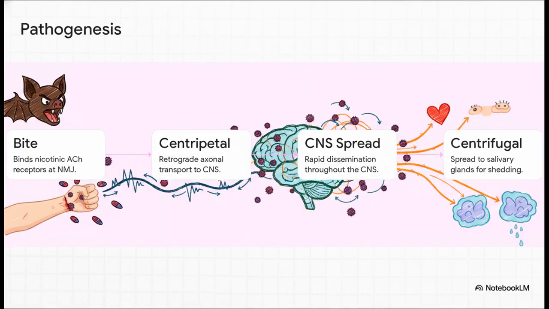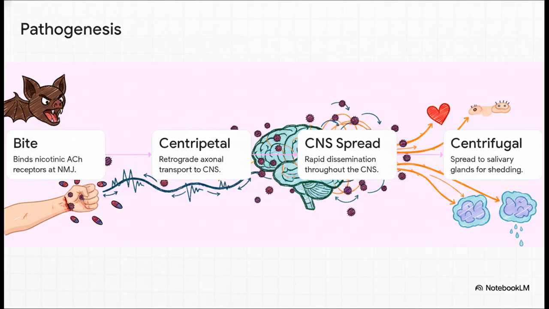So how does this little bullet-shaped virus actually take down a human? Let's walk through the pathogenesis timeline. First, a bite deposits the virus into muscle tissue. It just hangs out there for a bit and binds to nicotinic acetylcholine receptors at the neuromuscular junction. Second, it starts its centripetal journey, meaning it's heading straight for the central nervous system. It literally hijacks retrograde axonal transport, inching along the peripheral nerves at about 250 millimeters a day. Third, once it hits the spinal cord and brainstem, it rapidly disseminates throughout the whole CNS.